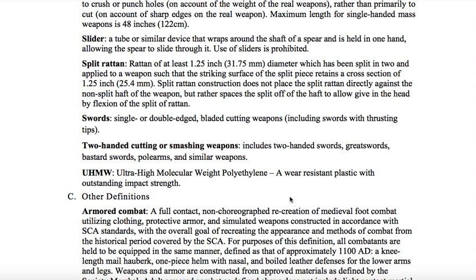Swords. Single or double-edged blade cutting weapons, including swords with thrusting tips. Two-handed cutting or smashing weapons includes two-handed swords, great swords, bastard swords, polearms, and similar weapons. UHMW. Ultra-high molecular weight polyethylene, a wear-resistant plastic with outstanding impact strength.